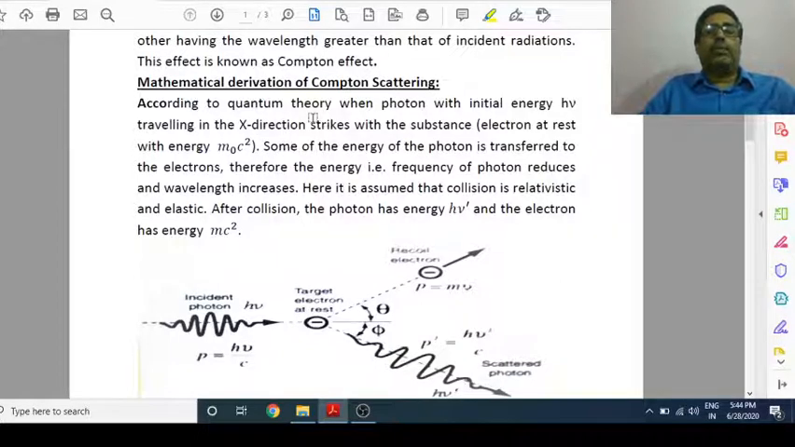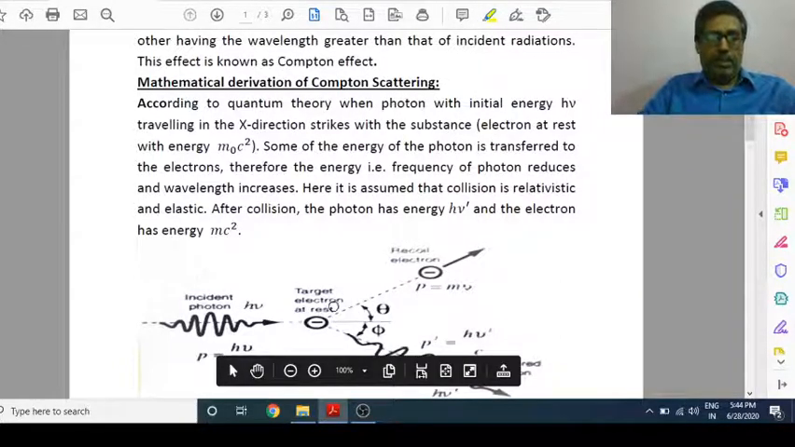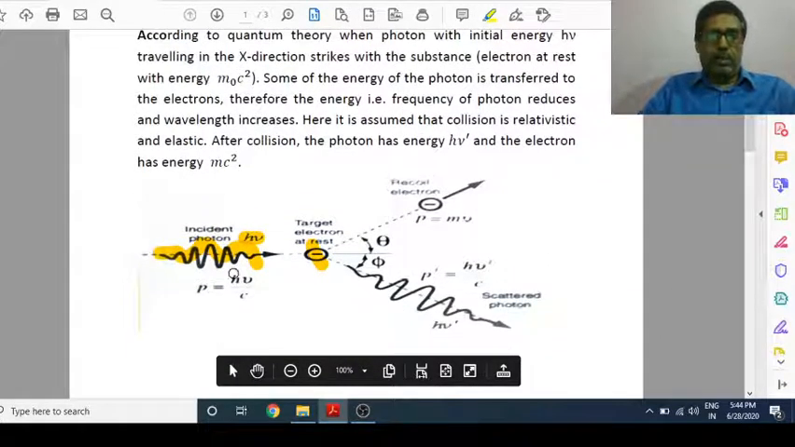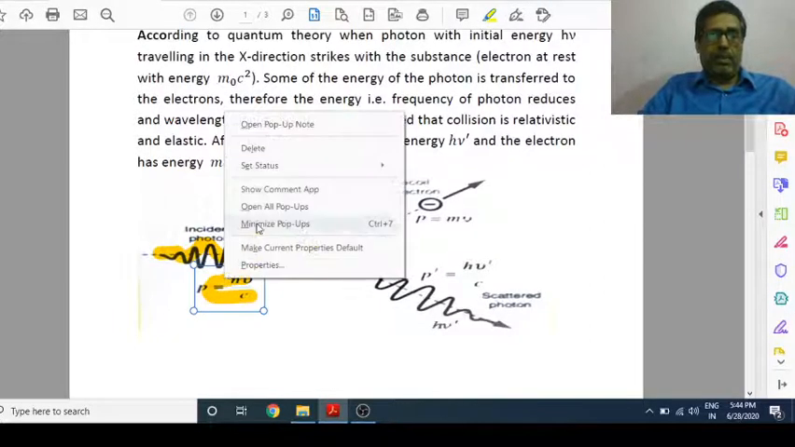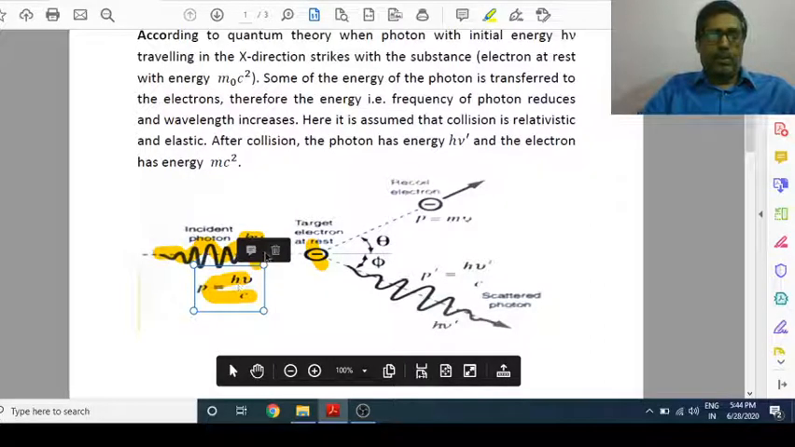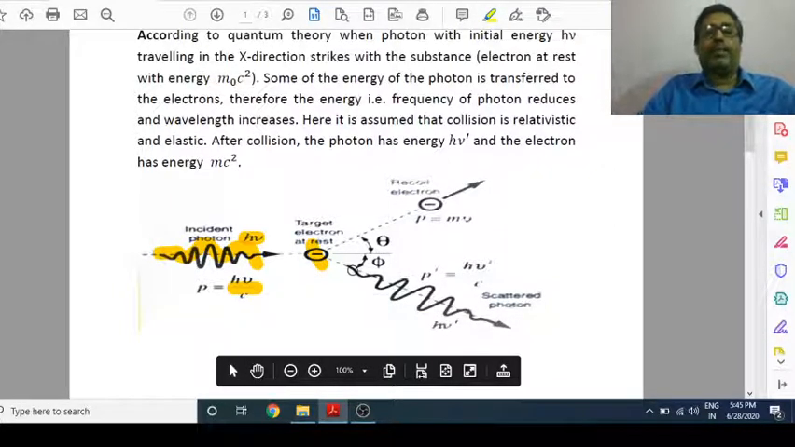So according to quantum theory, a photon with initial energy h nu traveling in the x direction strikes the substance. Here you can see this is the substance, and this is the incident photon. Its energy is h nu and its momentum is p equal to h nu by c. It is not visible here, but actually there is a division sign here.